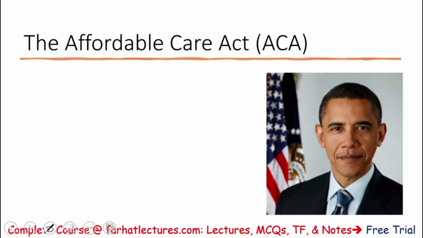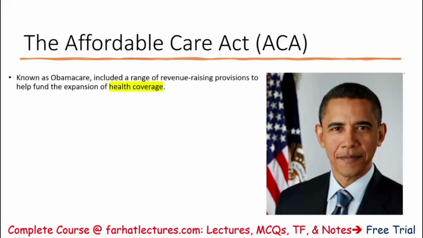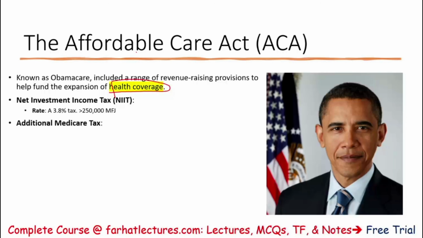Let's move on to the Affordable Care Act, known as the Obamacare. It included a range of revenue-raising provisions, and mainly the Obamacare is concerned with health coverage, because President Obama wanted to solve this health crisis in the US, wanted to have more health coverage. They introduced few taxes. One of them is the net investment income. If you make more than $250,000 married filing jointly, you'll pay an additional 3.8% in taxes. The additional Medicare tax of 0.9%, also if you make above a certain amount, I believe $250,000, you'll pay more in Medicare taxes.